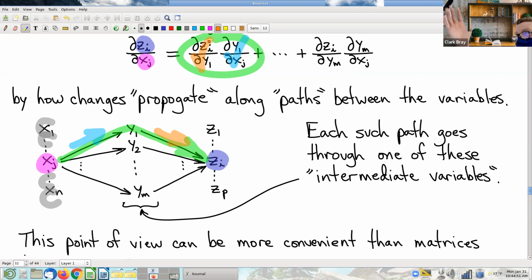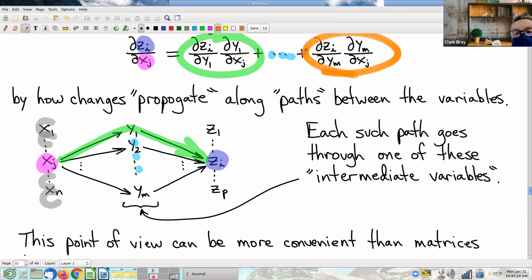So that term is a way of keeping track of changes that propagate along that path, and then et cetera, right? Various other variables. And then finally, let's see here, colors. Yeah, use orange. That term is talking about changes that move along that path. So I'm a big believer in this point of view. I think this is really nice.